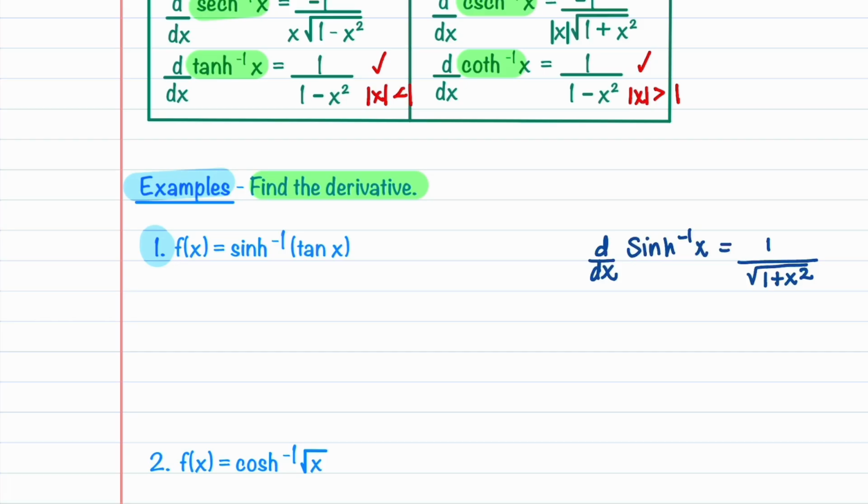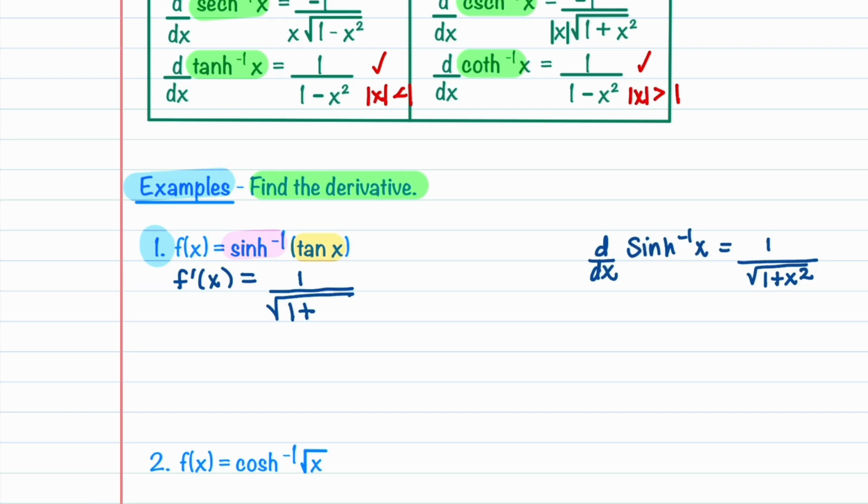We are going to need to use the chain rule because we have an outer function and an inner function. Our derivative f prime of x is the derivative of the outer function. That is 1 divided by the square root of 1 plus x squared.